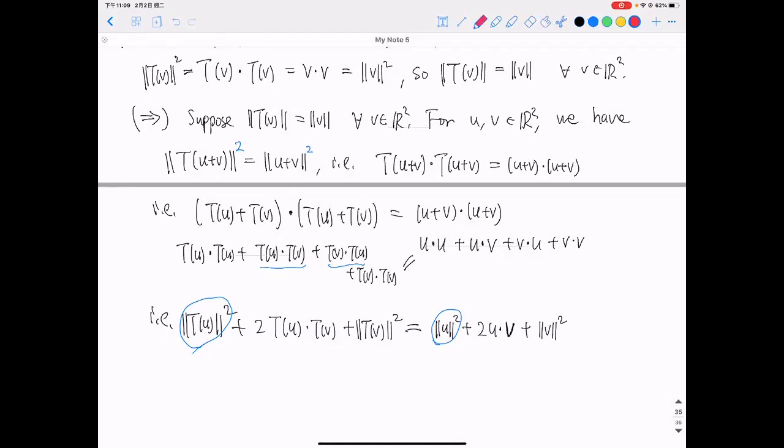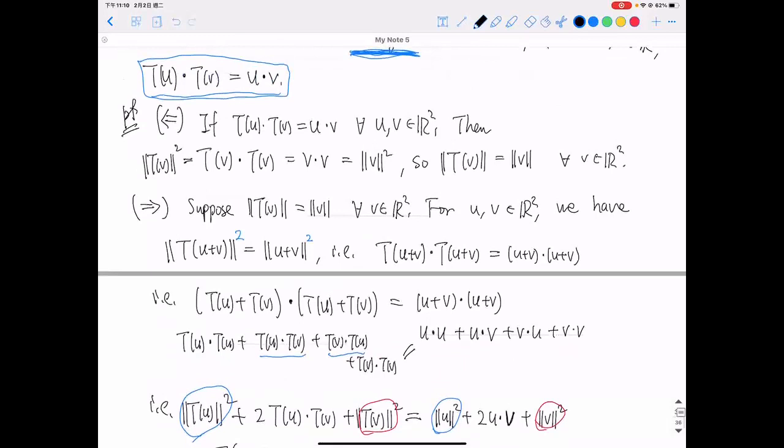And likewise, the square of the length of T of v is the same as the square of the length of v. So these two terms pairwise cancel each other. We're left with 2 times T of u dot T of v equaling 2 times u dot v, which is what we want to prove. And what we want to prove is T of u dot T of v is u dot v. What we proved is twice of that, but we can divide by 2. So that's no big deal.